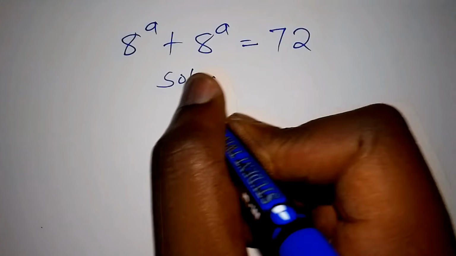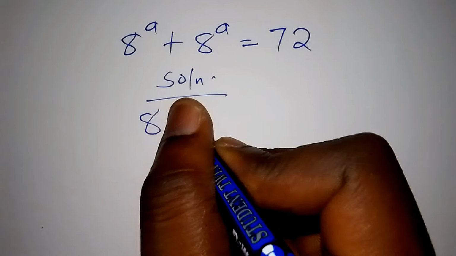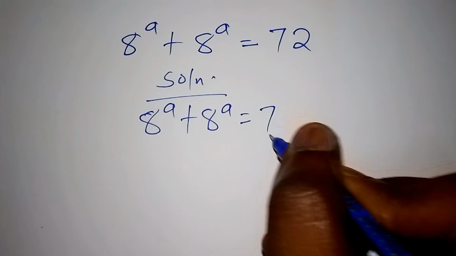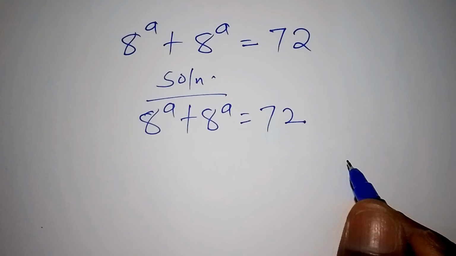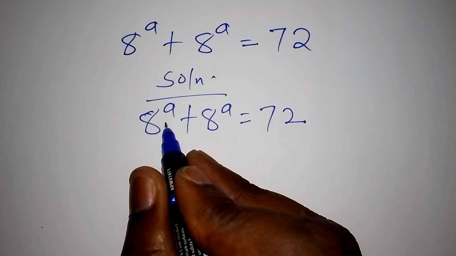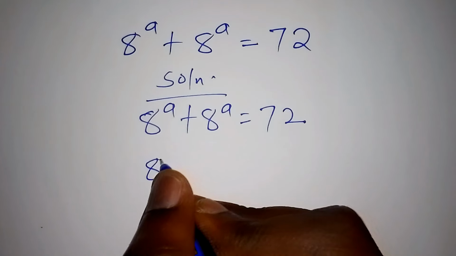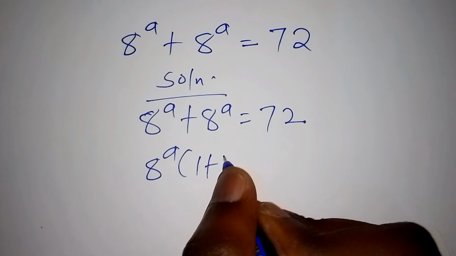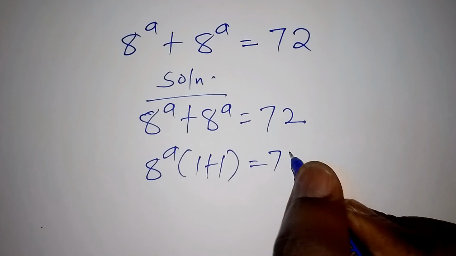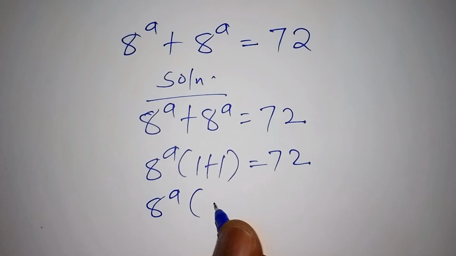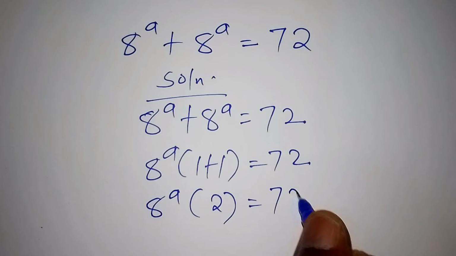On the solution, we write the equation 8 to the power of a plus 8 to the power of a is equal to 72. The first trick that we need to do is to factorize 8 to the power of a plus 8 to the power of a. This can also be written as 8 to the power of a into bracket 1 plus 1 is equal to 72. So from here we shall have 8 to the power of a, 1 plus 1 is 2, is equal to 72.